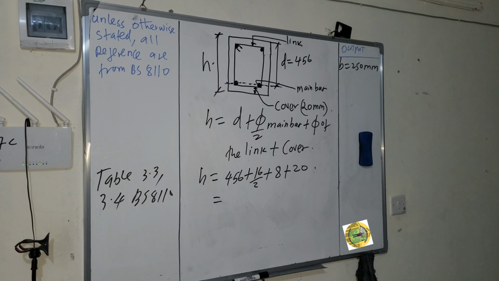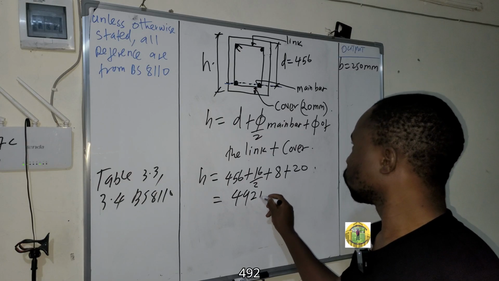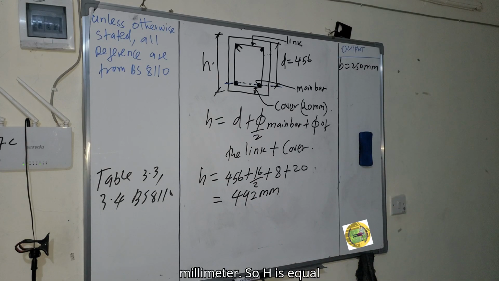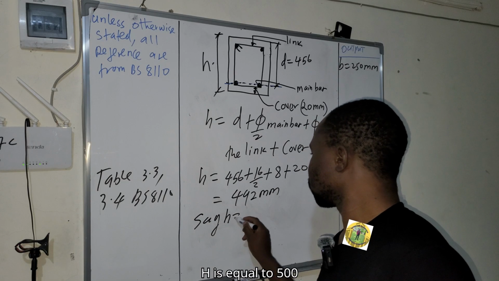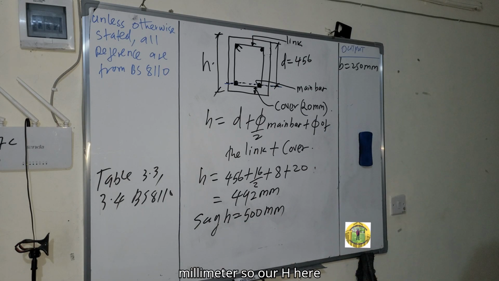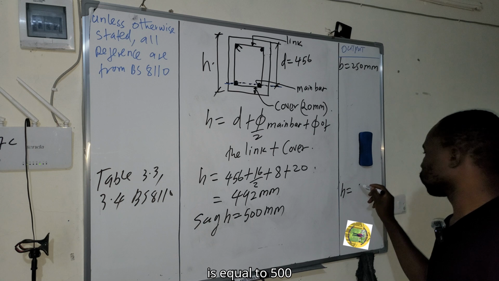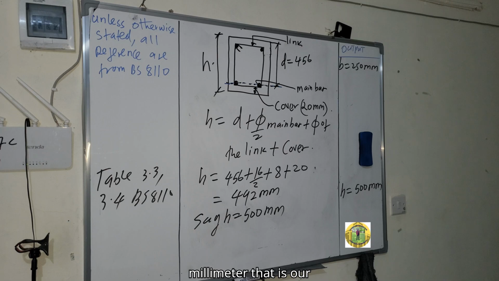Therefore H is equal to 492 millimeter. So round this into a reasonable figure. Say H is equal to 500 millimeter. So our H here is equal to 500 millimeter. That is our H.